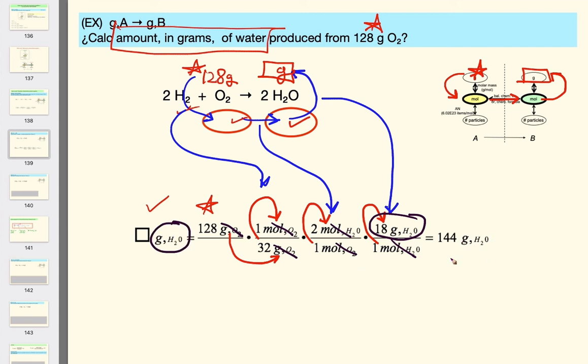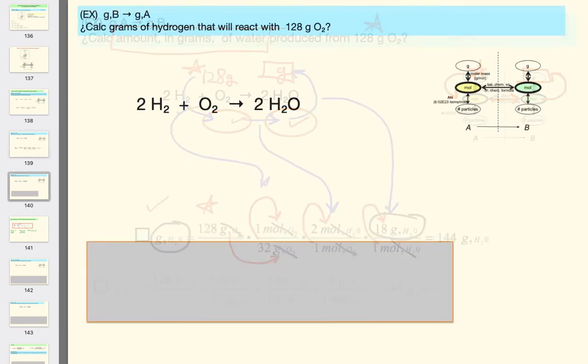This is the point at which you pick up your calculator. And remember, anything in the numerator, in the top, you hit a multiply sign. Anything at the bottom, you hit a divide by sign. So you could punch out 128 divided by 32 times 2 times 18. You'll get 144. Or you could do 128 times 2 times 18 divided by 32. Or any combination.